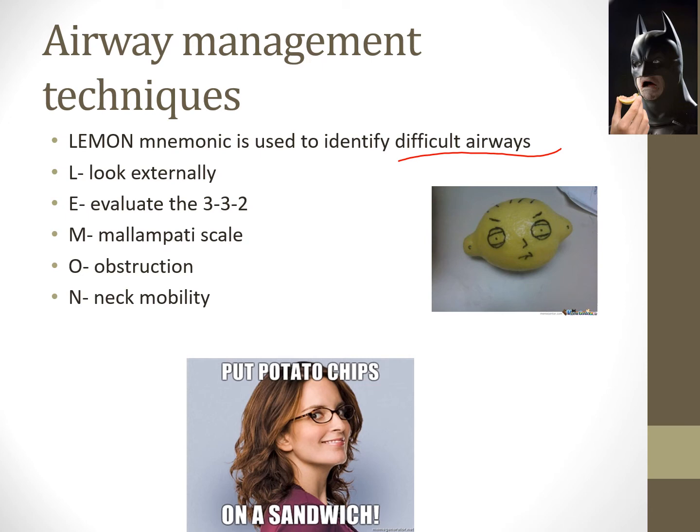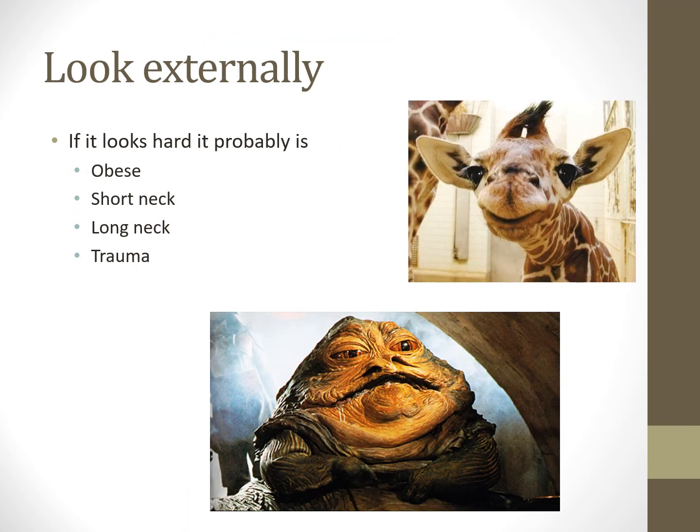Obstruction, anything that could block that, or even the neck mobility, especially when you're looking at head tilt, chin lift versus moving their head around for proper intubation optimization. You're going to want to know these, so let's get into them. So L is for look externally.